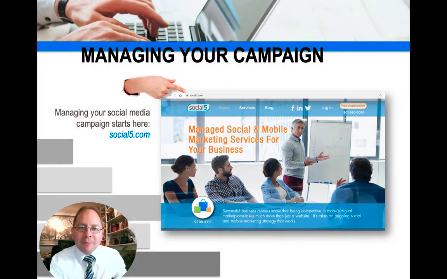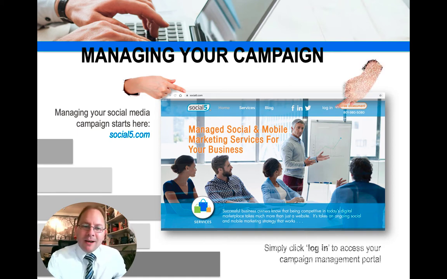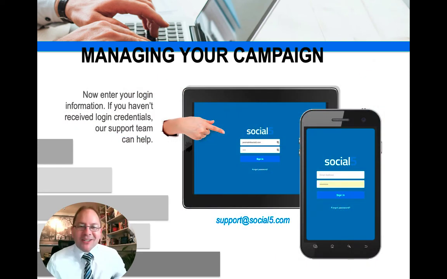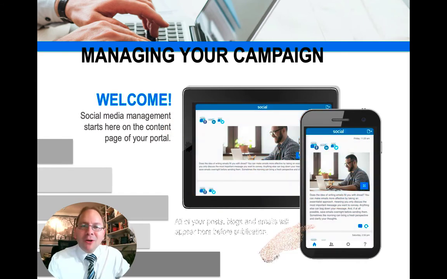The Social5 app can be accessed through the Social5 website at social5.com. You'll see a button right at the top of the screen that says log in. This will allow you to access your content preview portal. Here is the login page where you'll put in your username and password. If you haven't received your username and password, please contact us at support@social5.com and we'll just shoot that right back over to you.